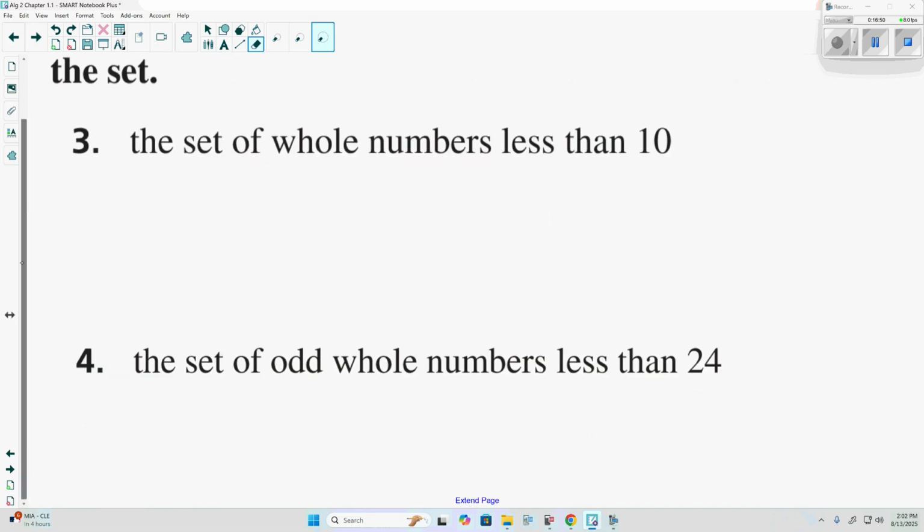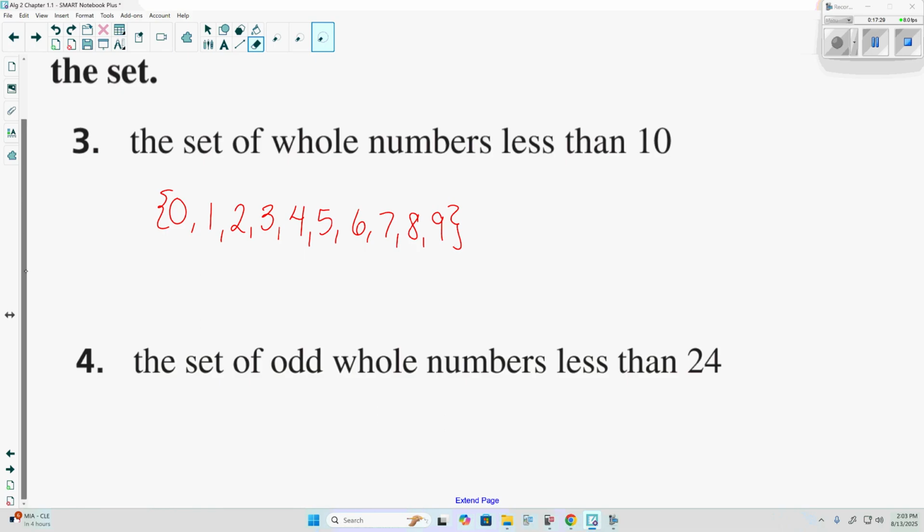But here, the set of whole numbers less than 10. This one, we will start at 0, because 0 is the smallest whole number, yes? Our next whole number would be 1, then 2, 3, 4, 5, 6, 7, 8, 9. Since it said less than 10, that's it. It's easy to do. We can list those out. It's not bad.